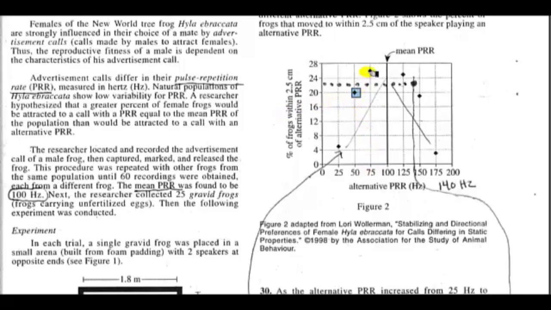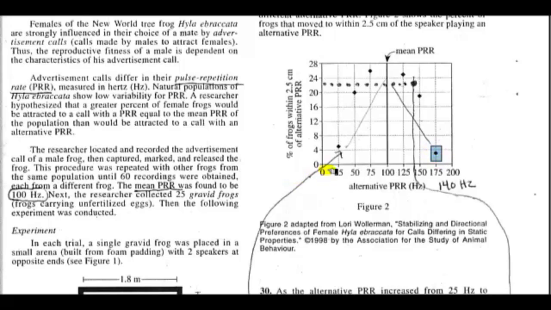Then at 75, we move over to 25% frogs. Then we go across the mean, and then we go down a little. So we increase, increase, increase. From here to here is a slight decrease. From here to here, as we continue over on the x-axis, now we're decreasing. And then we come over here finally to 175 and decrease again.